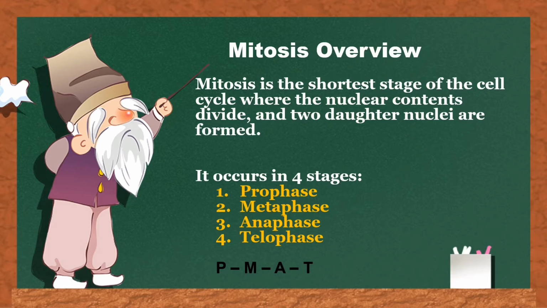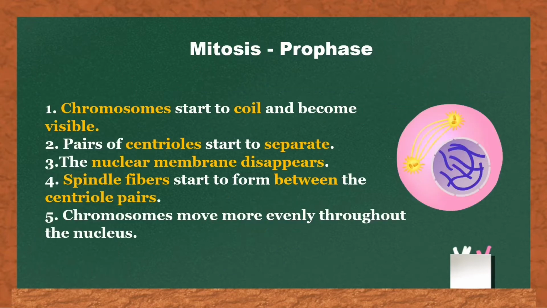The first one is prophase, the second one is metaphase, the third one is anaphase, and the fourth one is telophase. You can use any acronym to help you memorizing the sequences. As for now, I give you here PMAT, or you can pronounce it as PMAT. Okay? The first stage of mitosis is prophase.